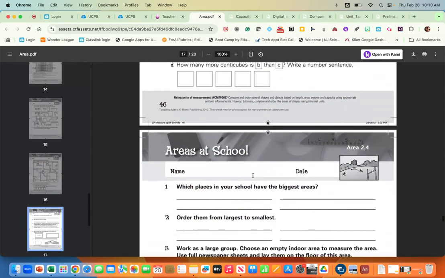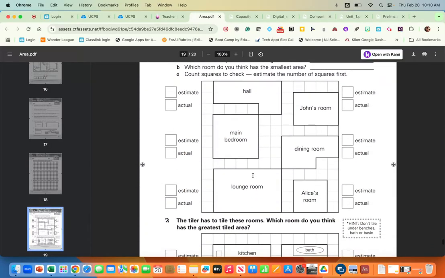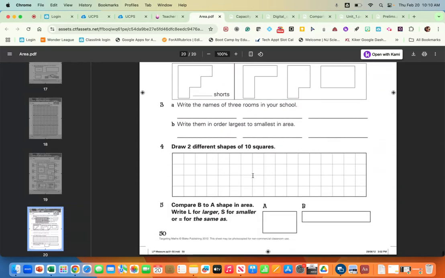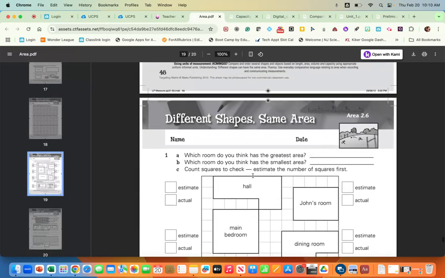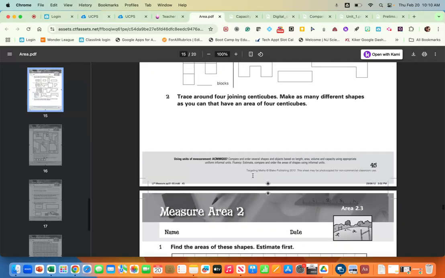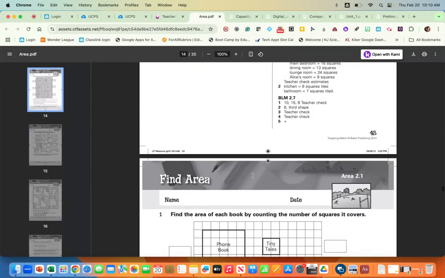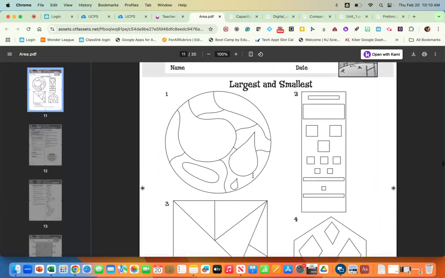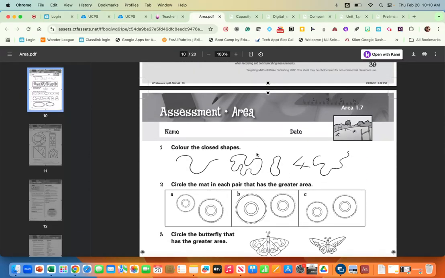Okay, and then finally should be coming up too. These are the assessments. Yeah, I believe these are the assessments. Yeah, assessment area. And then, oh, that's the assessment for Unit 2. And then the assessment for Unit 1 should be here somewhere. Okay. There it is. Okay.